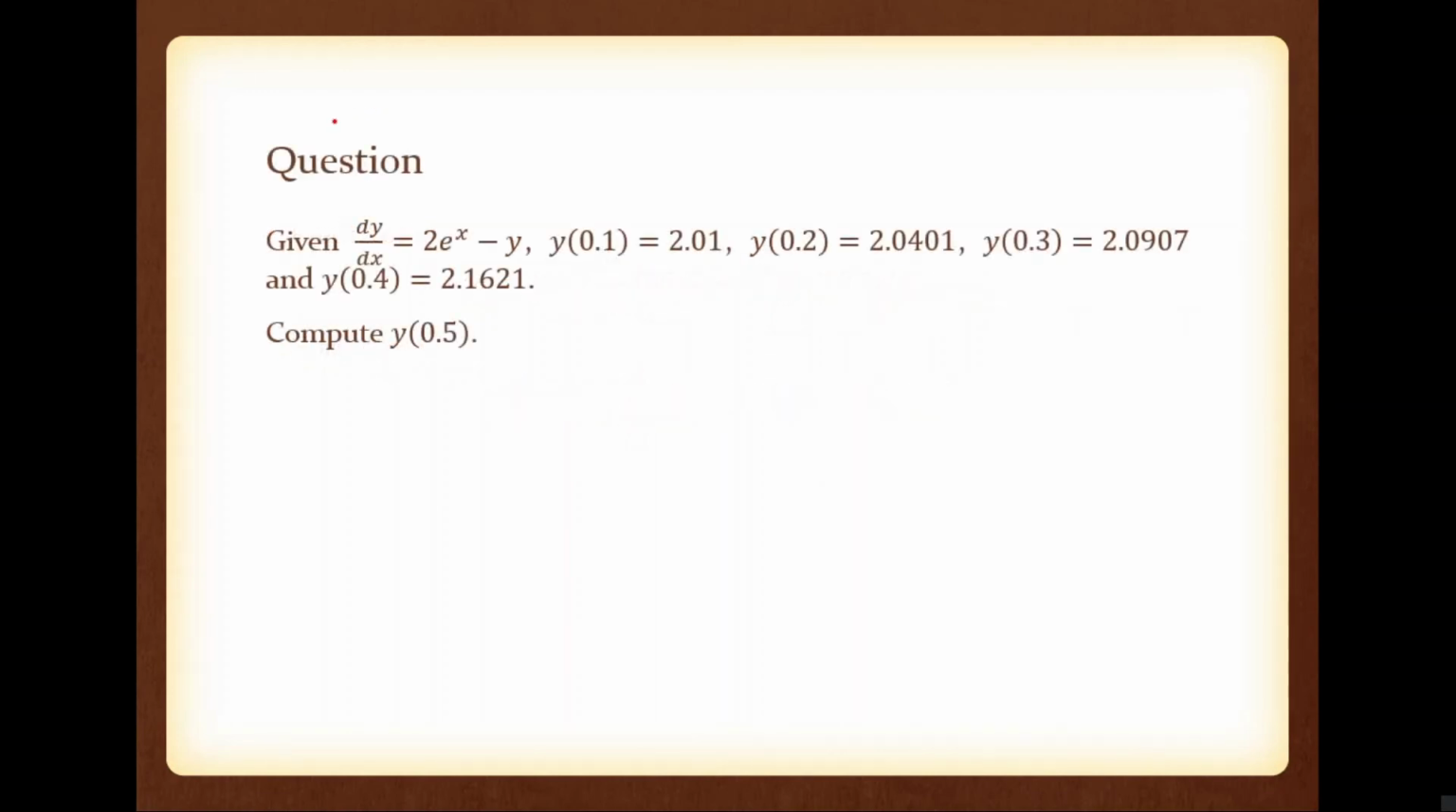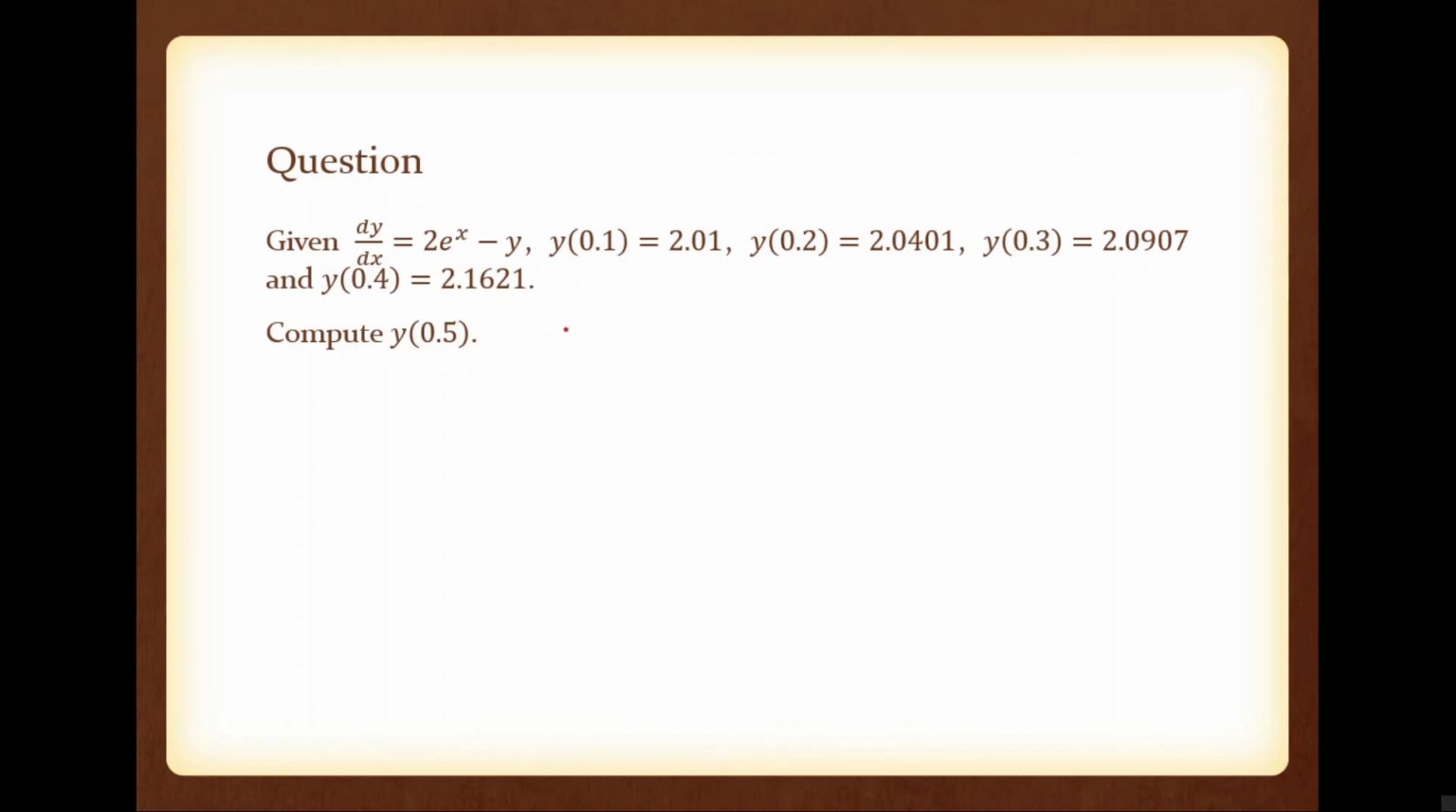So now note down the question. Given dy by dx is equal to 2 e raised to x minus y. So the same question I think we have. y of 0.1 is equal to 2.01. y of 0.2 is equal to 2.0401. y of 0.3 is equal to 2.0907. And y of 0.4 is equal to 2.1621. And we are asked to find y of 0.5.